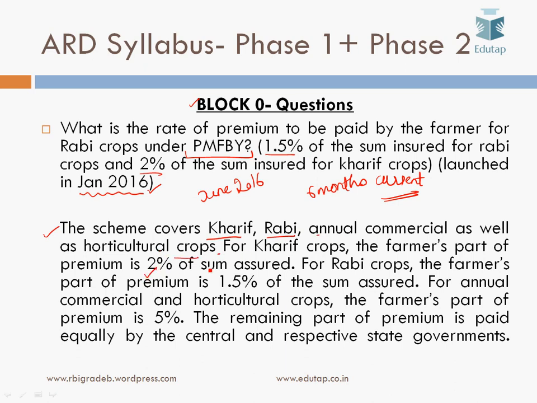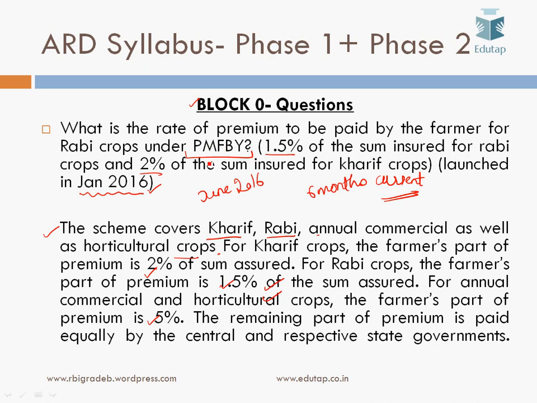It is 2% for Kharif crops. The farmer's contribution is 2%. For Rabi it is 1.5%. For annual commercial and horticultural crops it is 5%. And the remaining part of the premium is to be paid equally by the central and the respective state governments. This is the detail of the scheme, Pradhan Mantri Fasal Bima Yojana, and this scheme is very important.